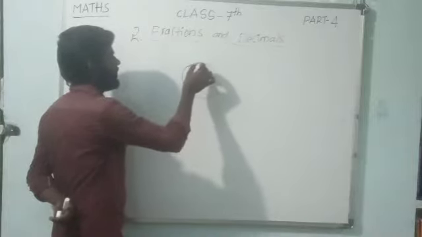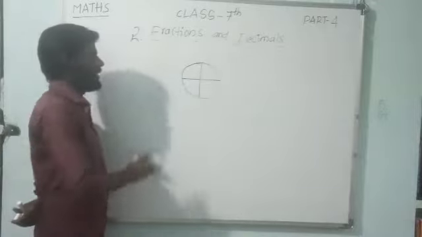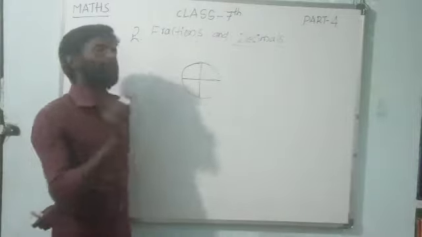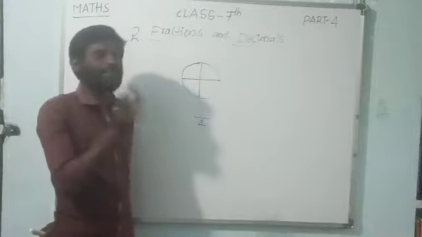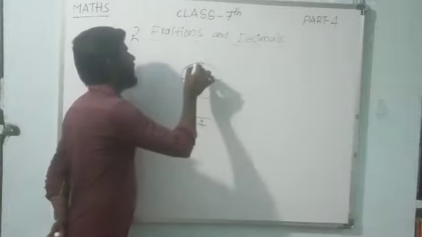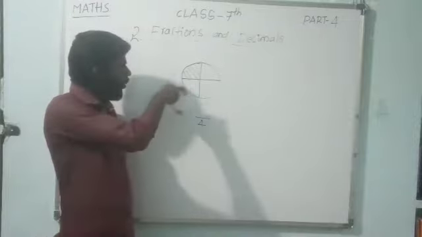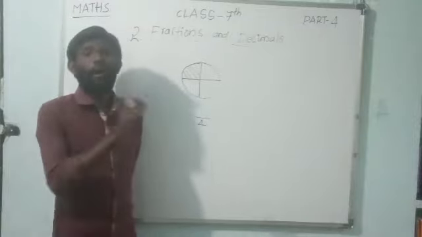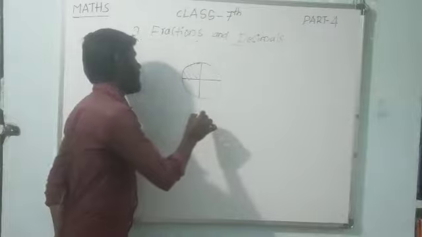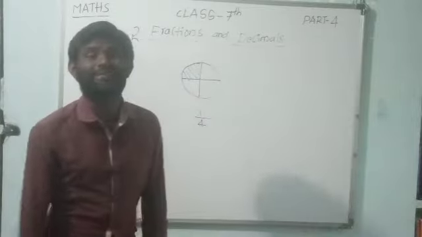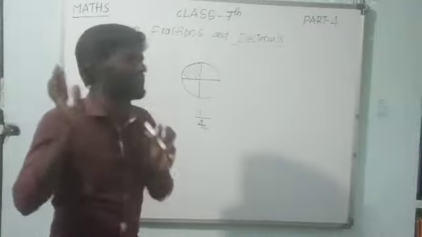I can divide it into four parts. Here, how many parts are there? Four parts. Total how many parts? Four parts. If I shade this part, how many shaded parts are here? Out of four parts, only one. 1/4 indicates that one part is shaded out of four parts.